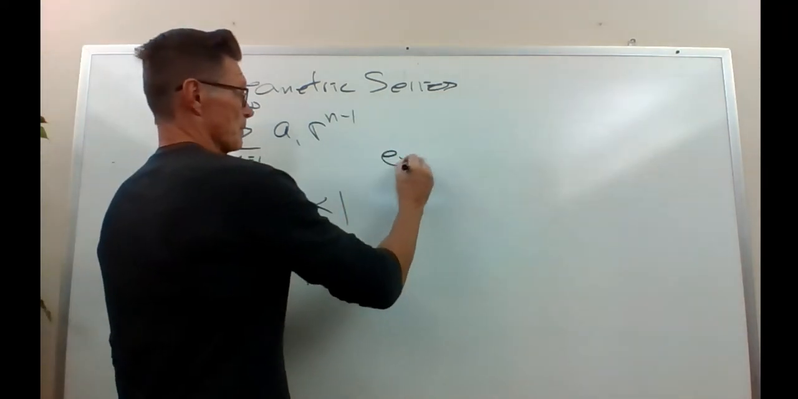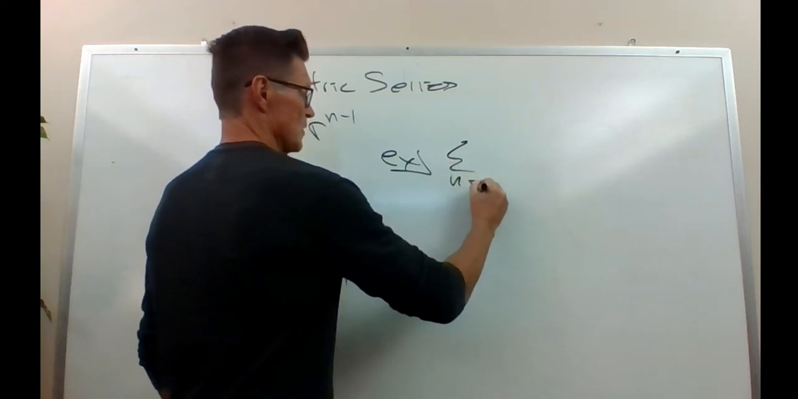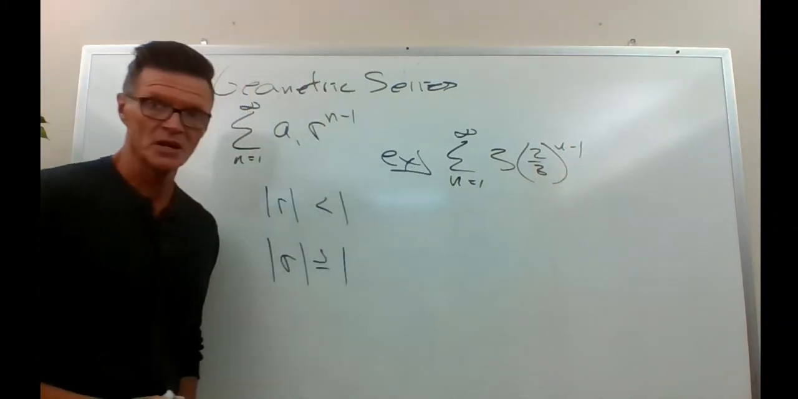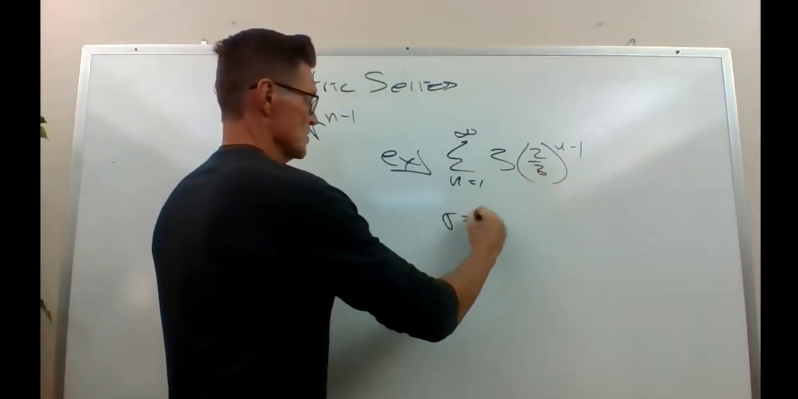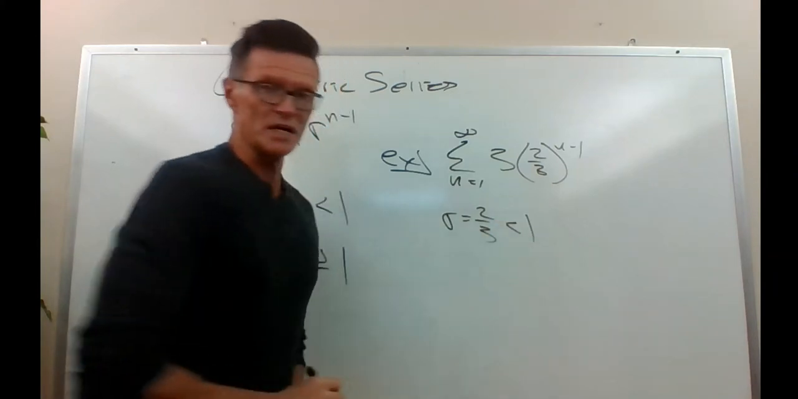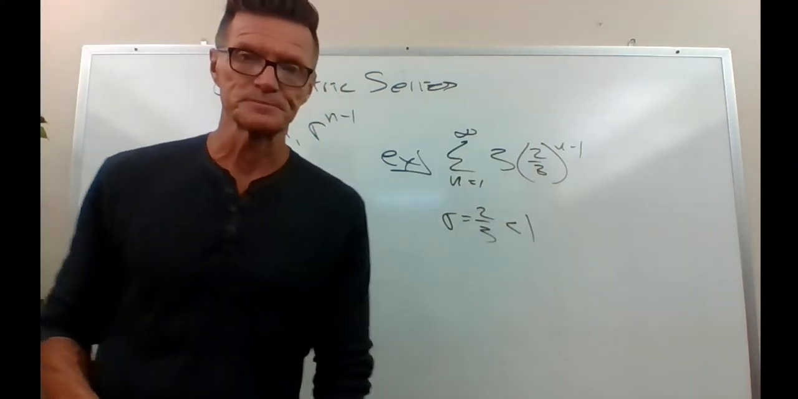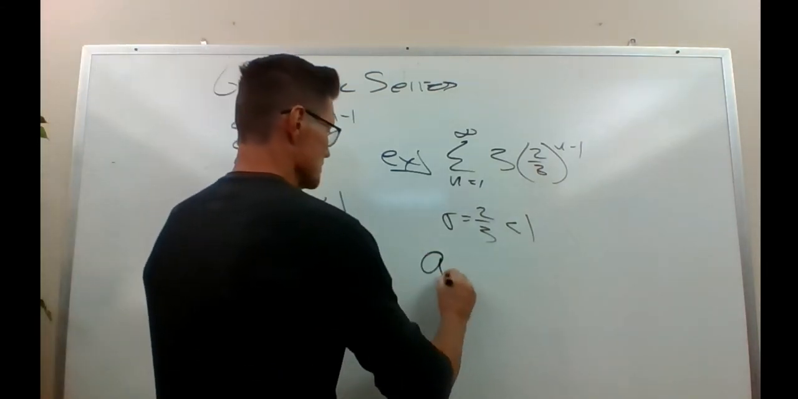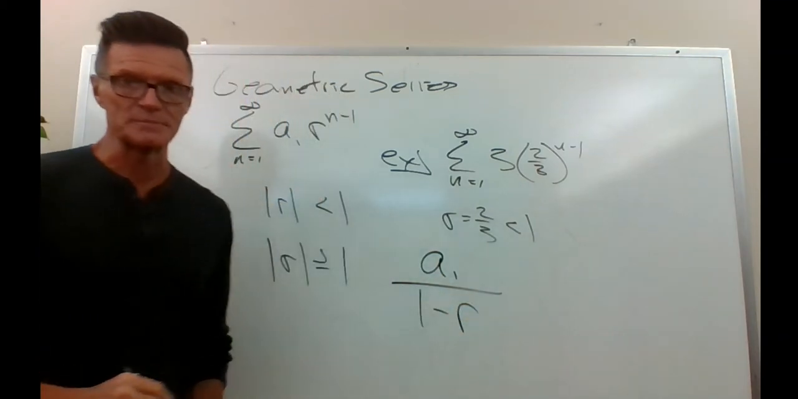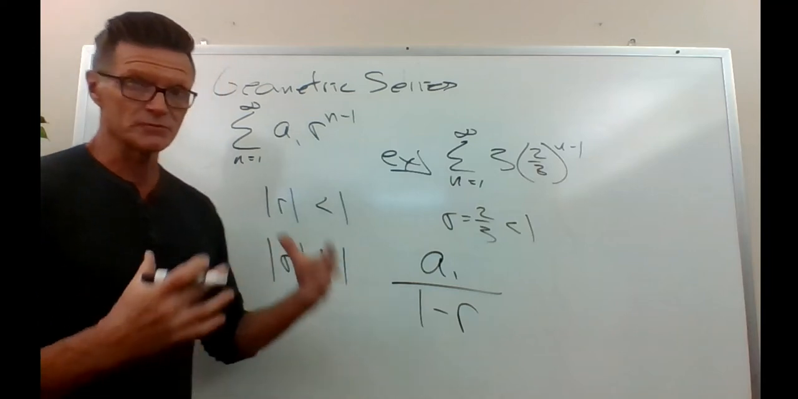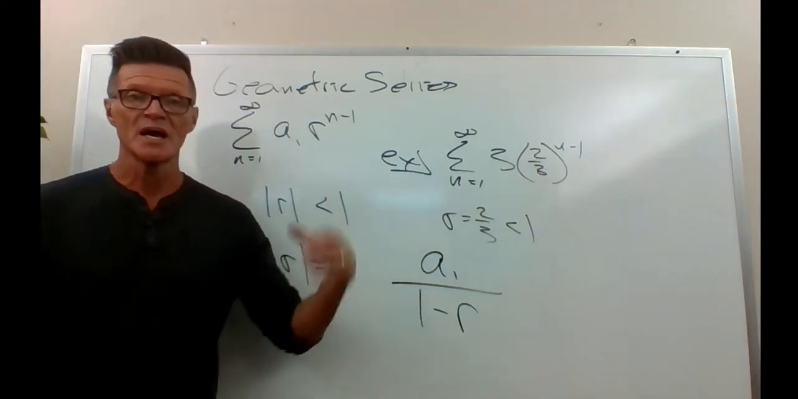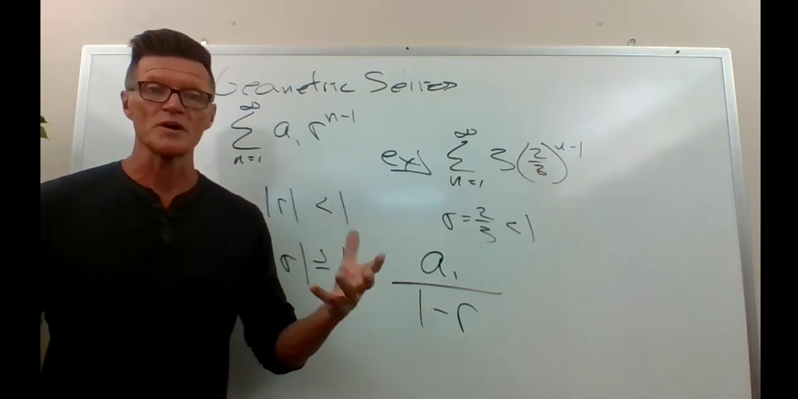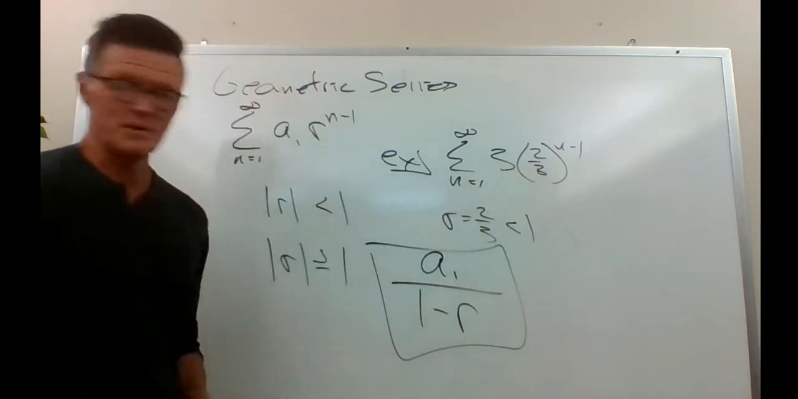So as an example, if we have the summation from n equals 1 to infinity of 3 times 2/3 to the n minus 1, we know because r is equal to 2/3, which is less than 1, that it is going to converge. And we can figure out what it's going to converge to. The formula for convergence is a sub 1 over 1 minus r. So geometric series are easy. If you recognize that something is a geometric series, you can determine if it converges or not, and then you can determine what it converges to, a sub 1 over 1 minus r.